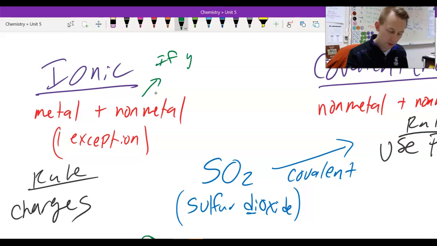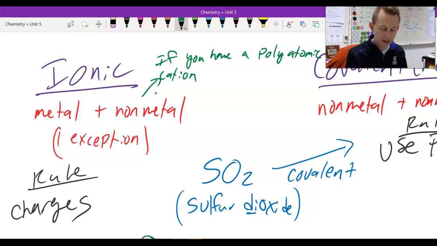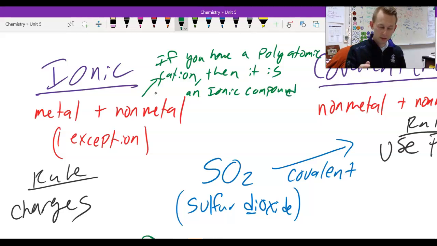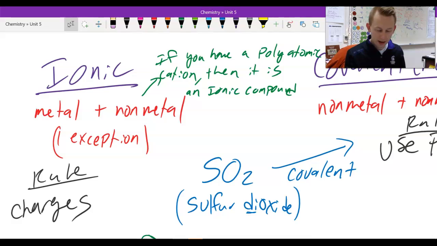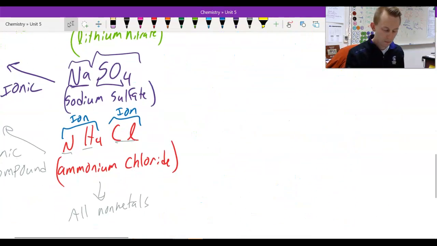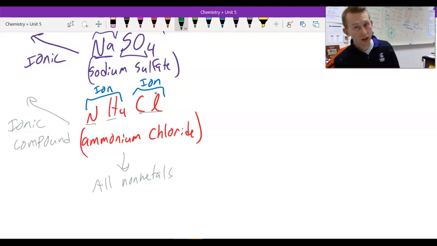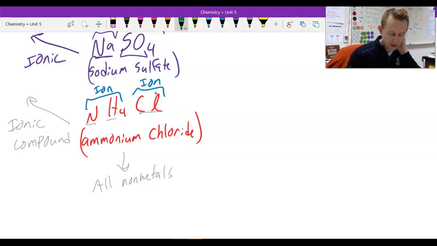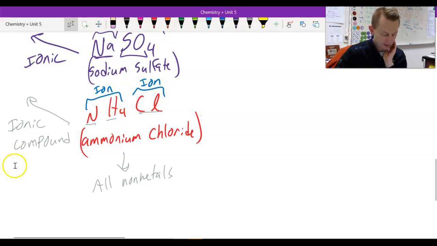If you have a polyatomic cation, then it is an ionic compound. Okay? So, if you have a polyatomic cation, then it's an ionic compound. So here, NH4Cl, even though it's all nonmetals, would still be an ionic compound because it's made up of ions.